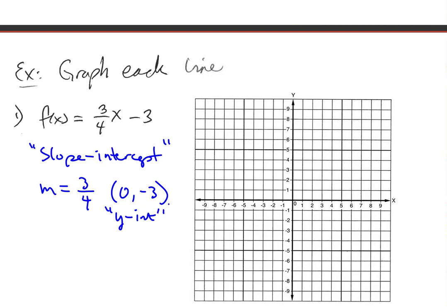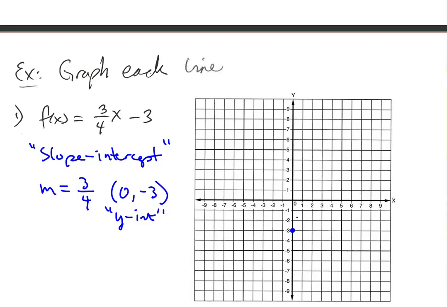So the way that we can graph using this form would be to use those two pieces of information, starting with the y-intercept. If you plot it, so 0, -3, that's a point on the y-axis. And then from that y-intercept, you can count the rise and the run of the slope, knowing that it's a positive 3/4 slope, which means we would expect this line to be rising from left to right.